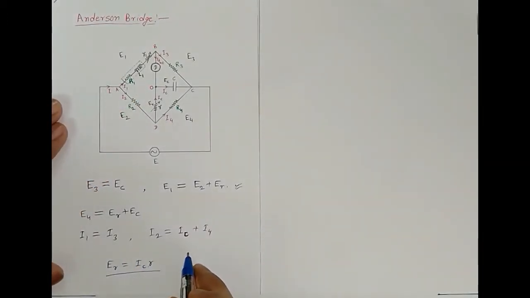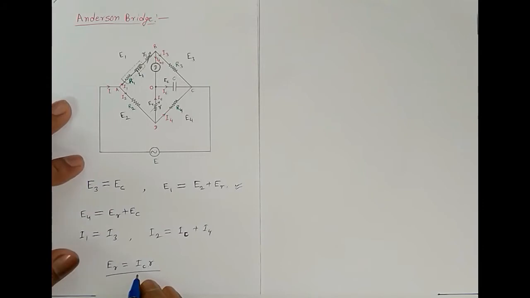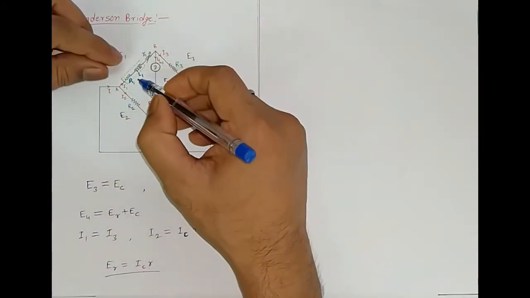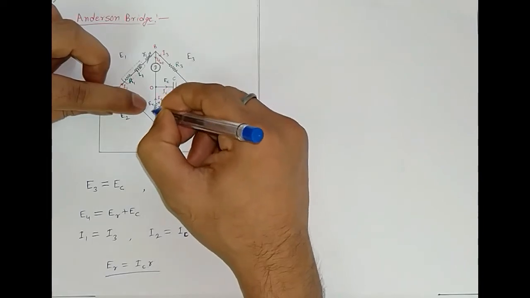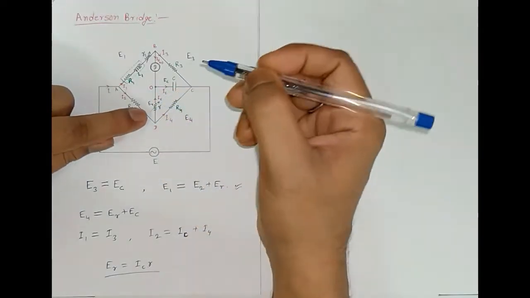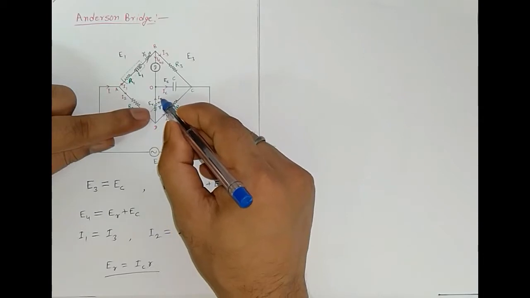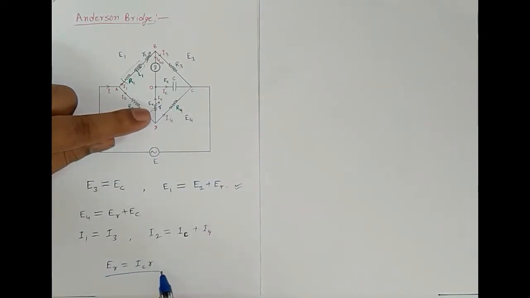Now, what will be ER? ER means the potential drop across the small resistance R. So this ER will be IC into R.